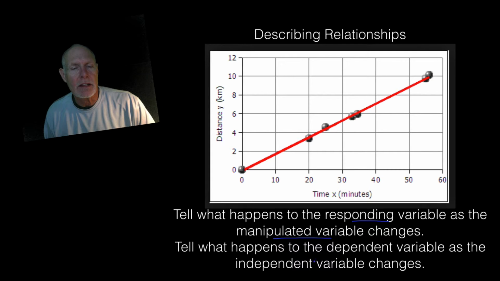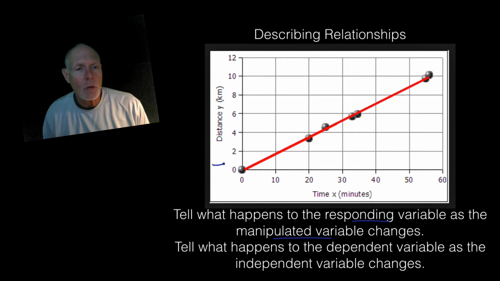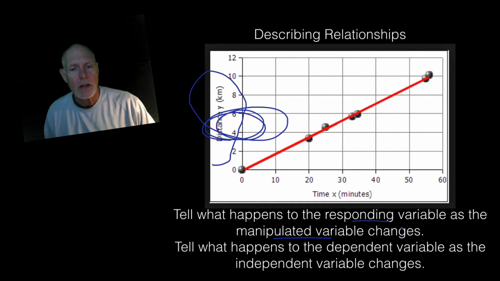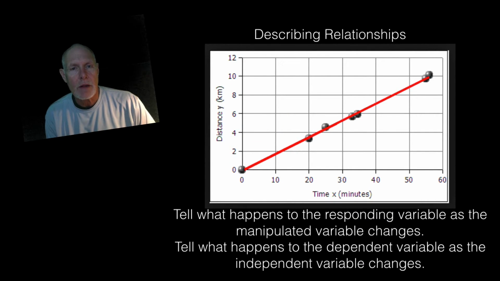And I've written it if we wanted to talk about dependent and independent variables down here. But we always talk about what happens here on the y-axis compared to what happens down here. So when we write our statements, we always describe and use the word for the responding variable first in our sentence, and then we conclude with the manipulated variable.